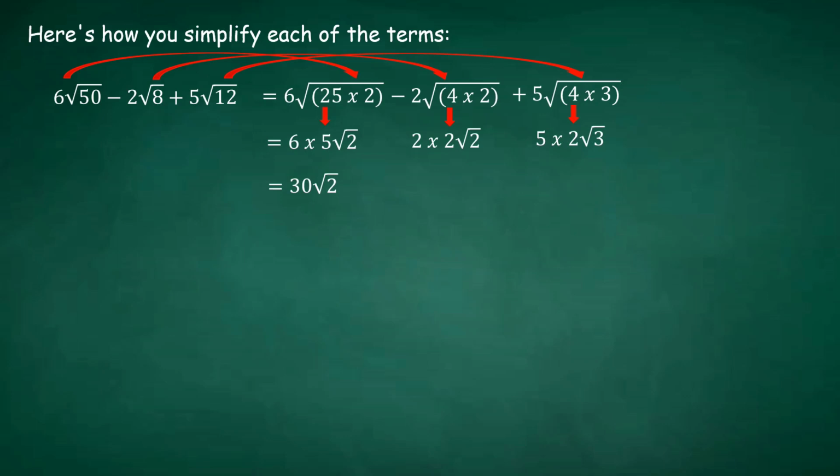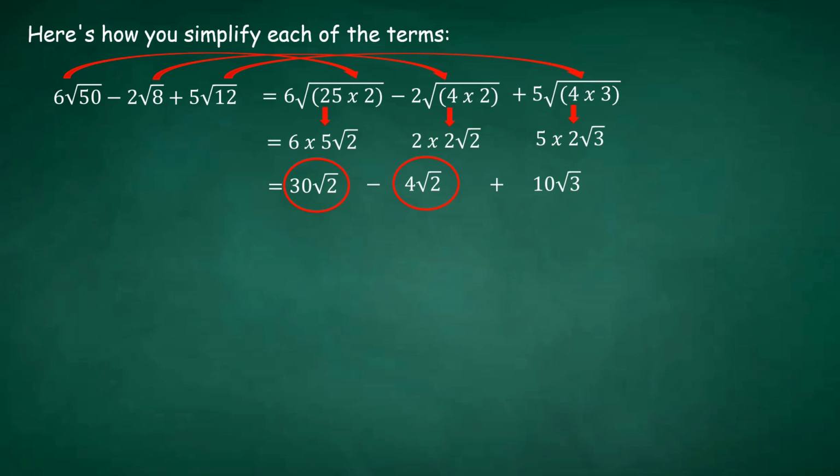The same process, 2 times 2 is 4. The expression becomes 4 square root of 2. And 5 times 2 is equal to 10, so we have 10 square root of 3. You should circle the terms that have the same radical, which in this example are 30 square root 2 and 4 square root 2. Now, all you have to do is subtract the coefficients since the operation is subtraction.